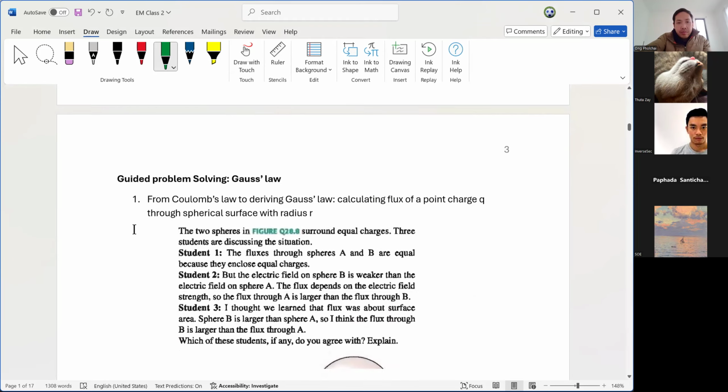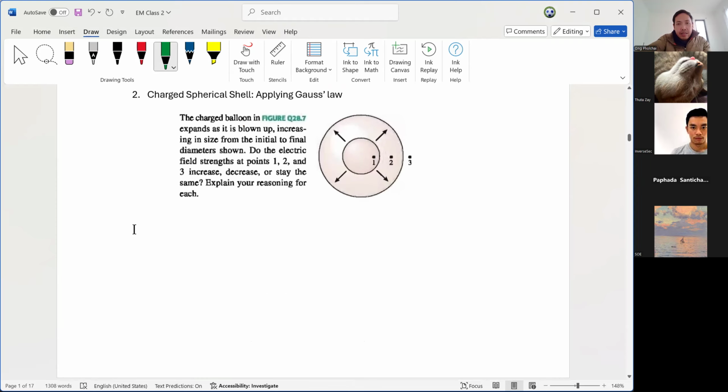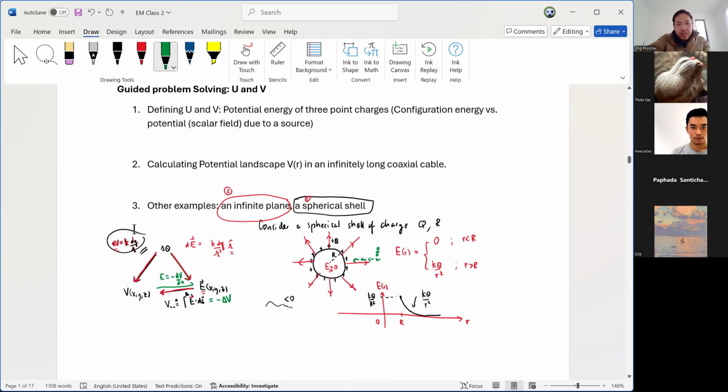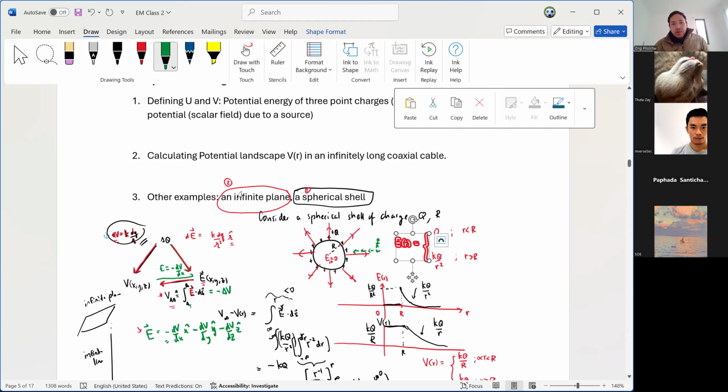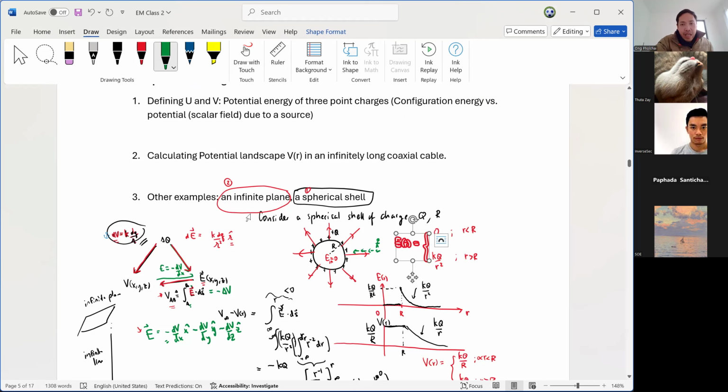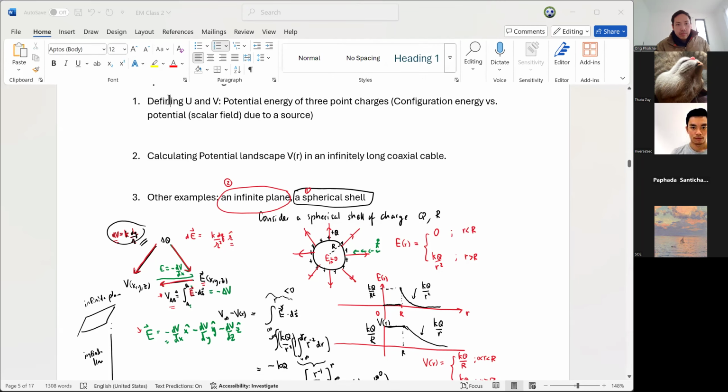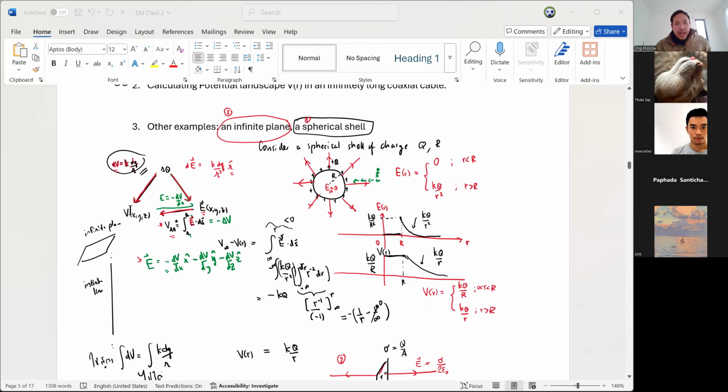So let's go to this part. Yeah, we did this already. It's Gauss. So it's a bit of a review. We had this diagram last time. Last time we talked about if you have a charge, you start with the delta Q.